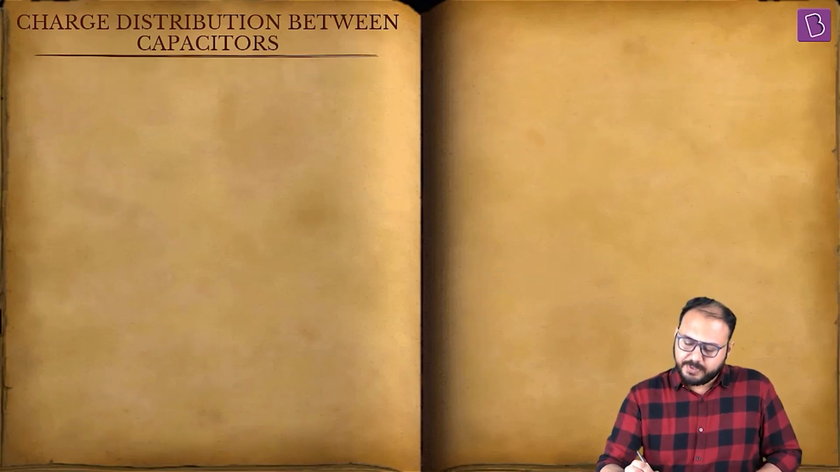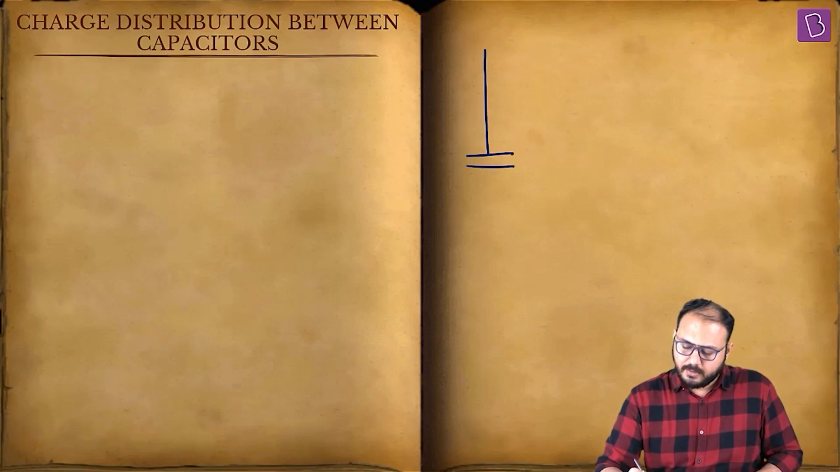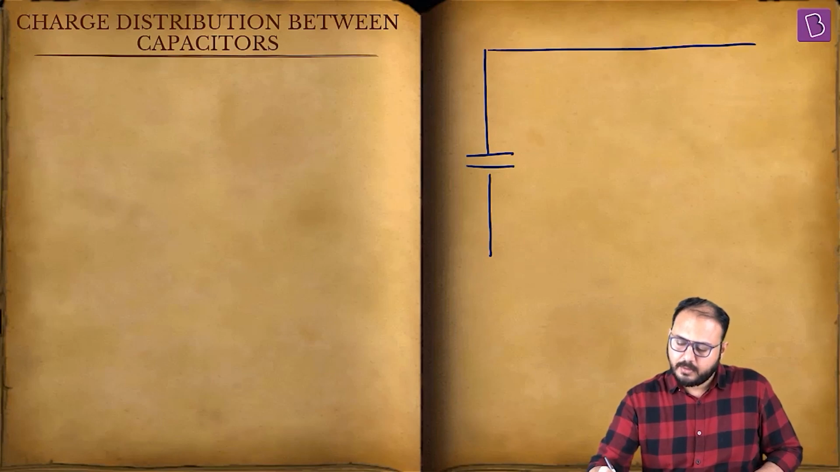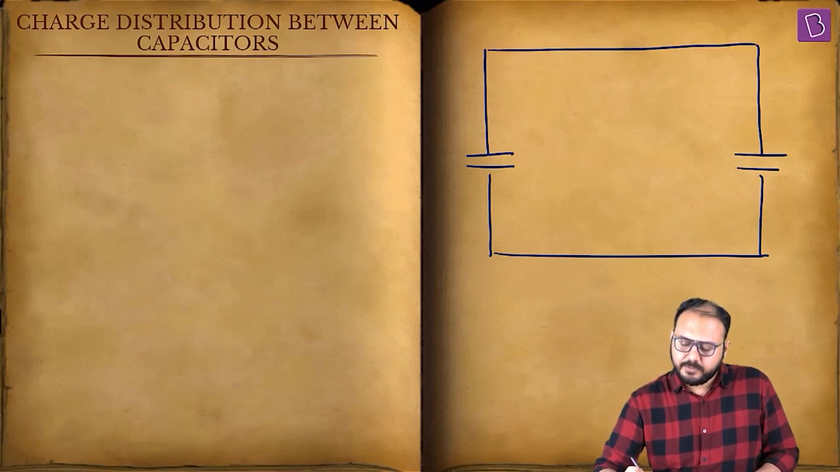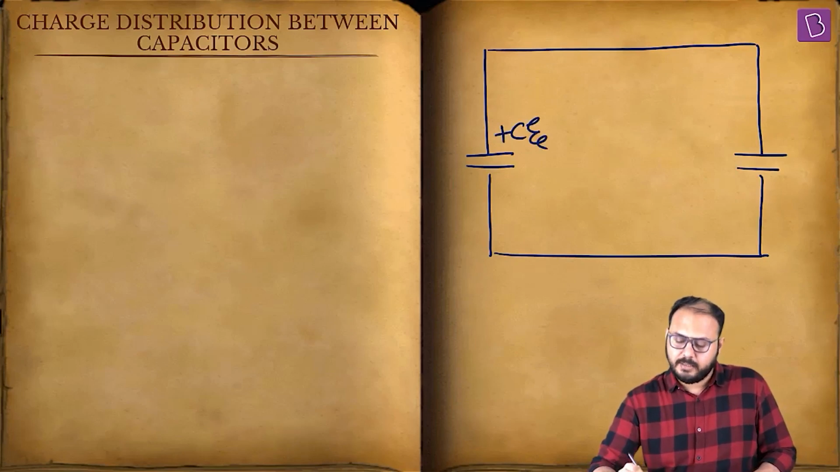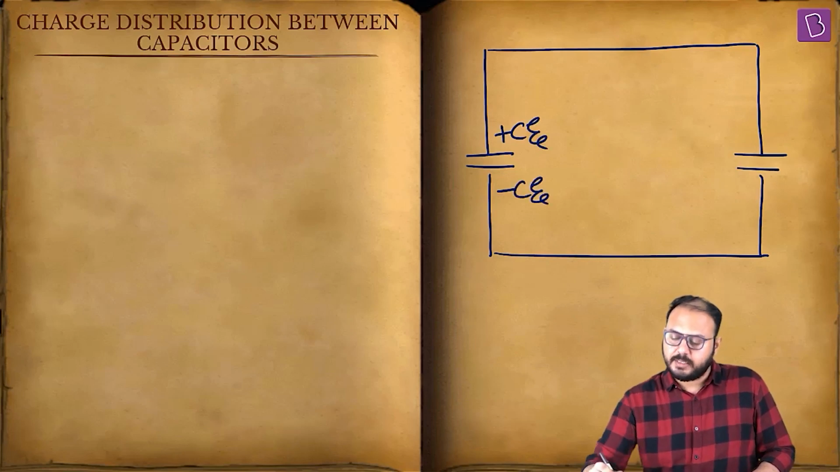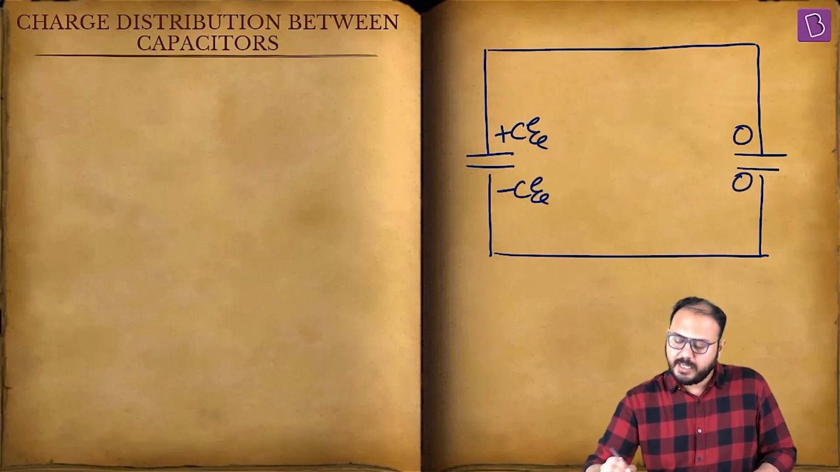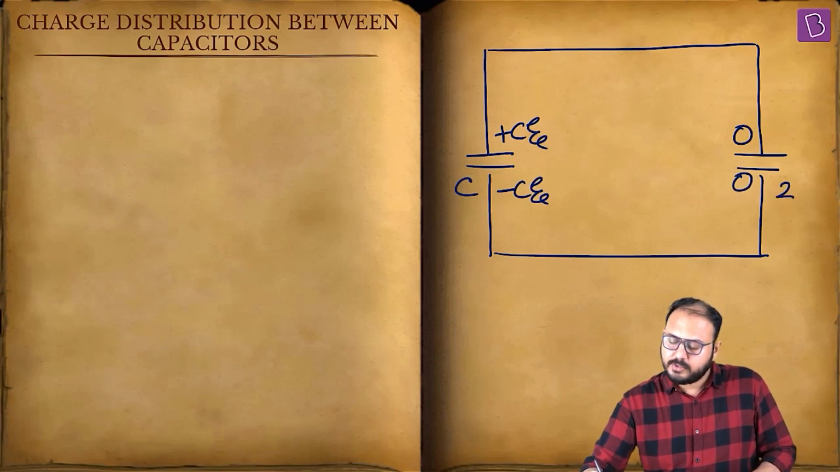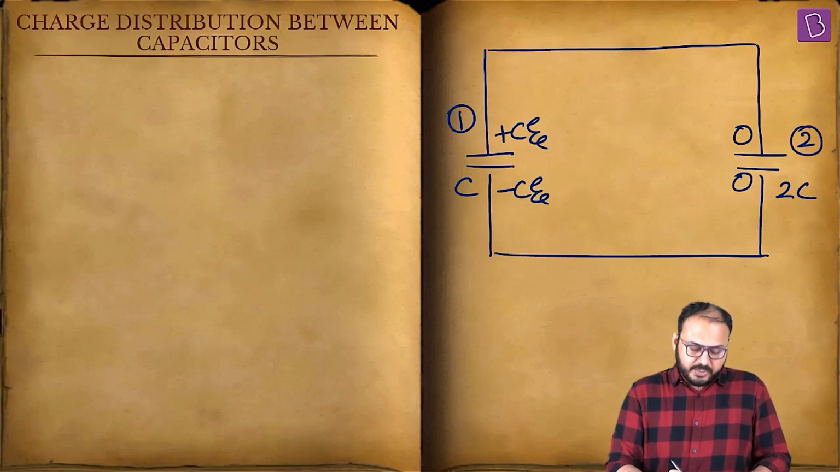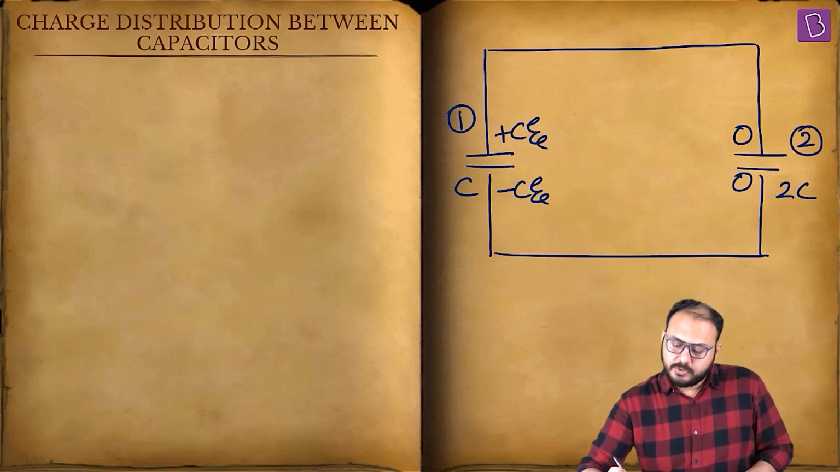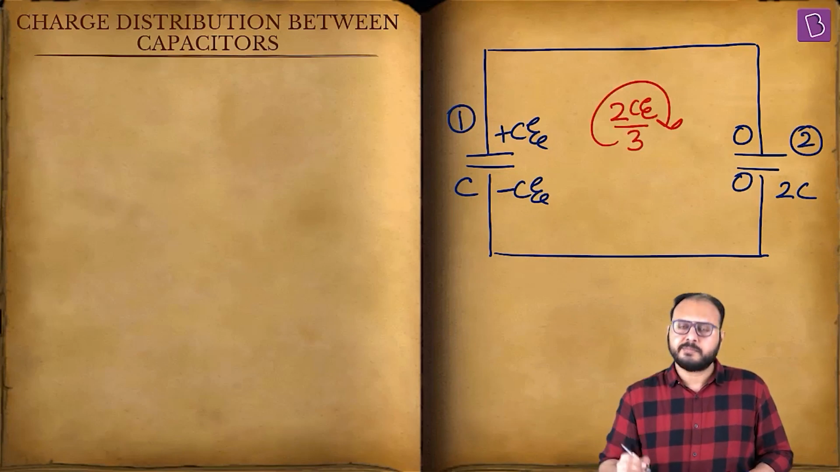Now what has happened? What has happened is this. How much was the charge here? Plus C. How much was the charge here? Minus C. How much was the charge here? 0 and 0. This is C, this is 2C, this is capacitance 1 and this is capacitance 2. How much charge went around? You just found out, Q. So 2CE by 3 went around.